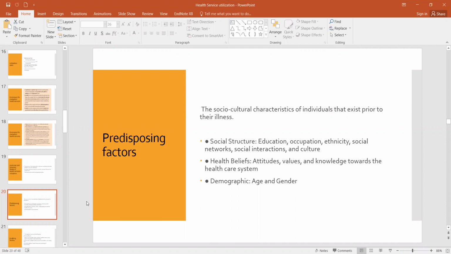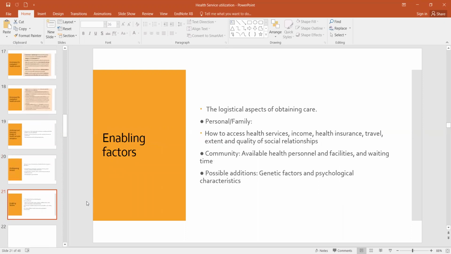In the predisposing factors, the socio-cultural characteristics of individuals that exist prior to their illness, like social culture, education, occupation, ethnicity, social network, social interaction, and the culture. Health beliefs, attitudes, values, and knowledge towards the healthcare system, and in the demographic factors, age and gender are included. These are the predisposing factors of this model.